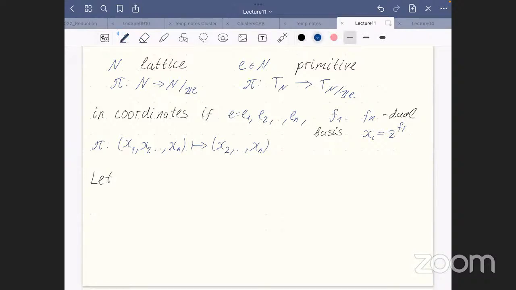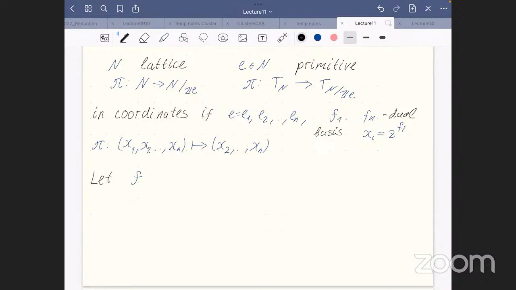Okay, for any primitive vector we can find a set of generators of the lattice such that e is equal to one of those generators. Now let f, it is without indices, don't be confused with the dual basis notation. Maybe it is bad notation, but I cannot change it.